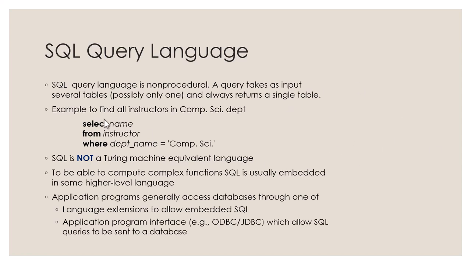So here, let's take a look. Example of finding all instructors in the computer science department. Okay, so select followed by an attribute name. Here we're looking for instructors. So if I return their ID numbers, it's not going to be very meaningful or useful, right? So we are returning attribute name. Okay, select name, and then from followed by the name of the table, which is going to be instructor. And here is kind of a predicate or condition where department name is equal to computer science.